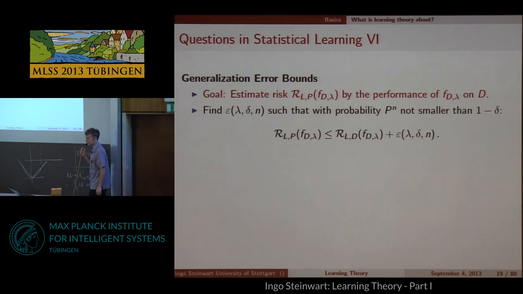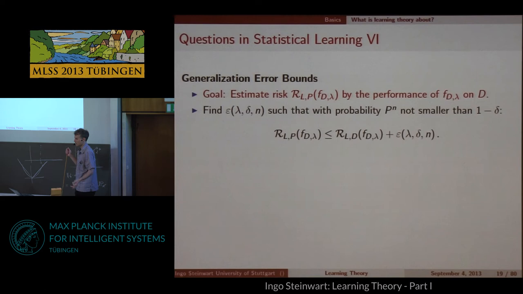Yes. So, for a universally consistent algorithm, the convergence rate must depend on P, unless we are in the situation that we only have finitely many x.